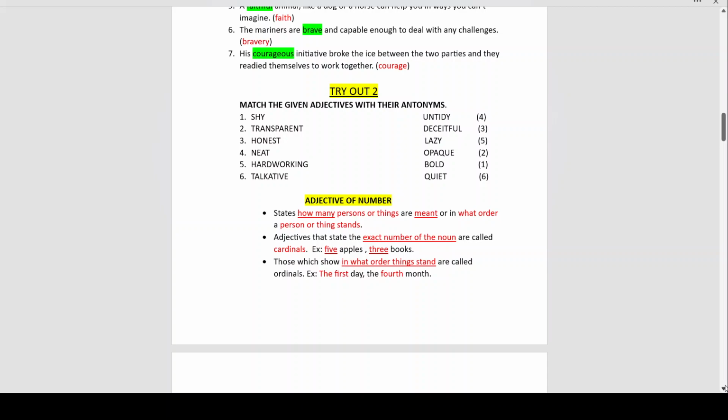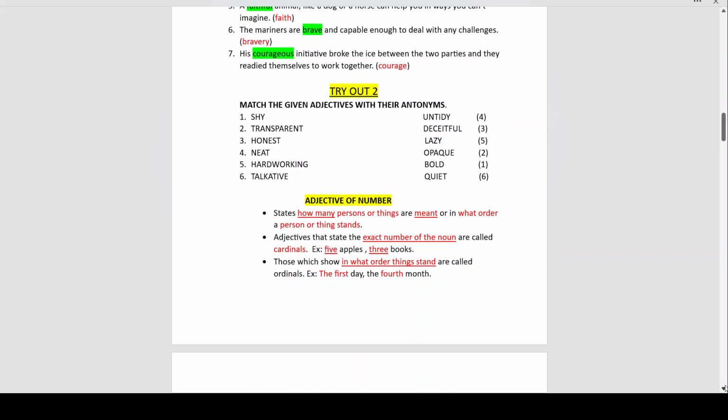Next, number two, transparent. Transparent means you can see through. This is a transparent curtain. That means you can see through the curtain. You can see the other side of the curtain. Now, what will be the opposite of transparent? Opaque. Opaque means supposing the curtain is solid, you cannot see what is on the other side of the curtain. I'm giving you an example of a curtain to describe what is transparent and what is the antonym of transparent, which is opaque.